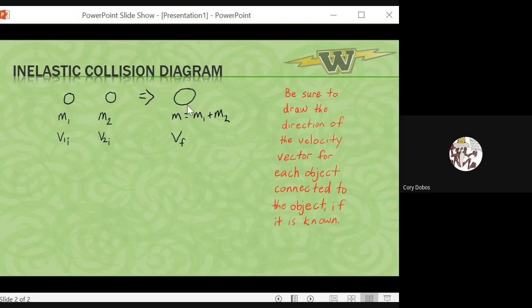Now, the column trick works the exact same way. But before you do that, you want to make sure you label which way is positive. Again, this is assuming one dimension. If it's two dimensions, just draw the vertical component for the positive axes.